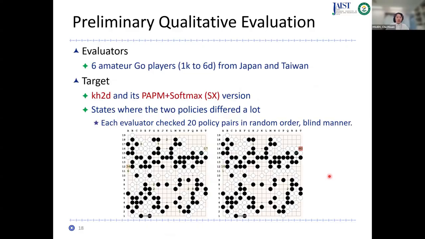And with these methods, we did a preliminary qualitative evaluation. A total of 6 evaluators attended these experiments. We target the 2D setting with our proposed method version. And we select the states where the two policies differ a lot. Each evaluator helped us to check 20 policy pairs in a random order and blind manner. So they will see such pairs and select which one looks more natural.